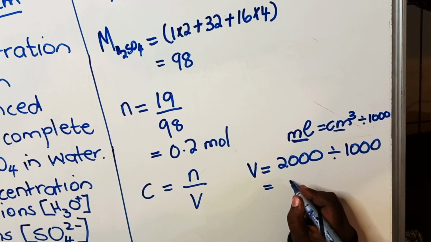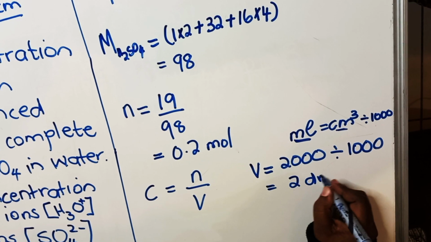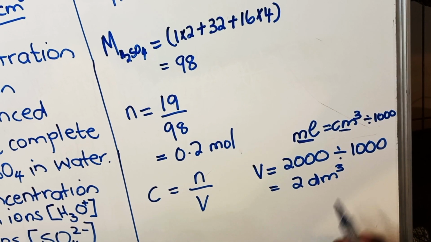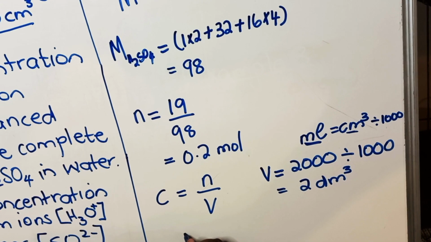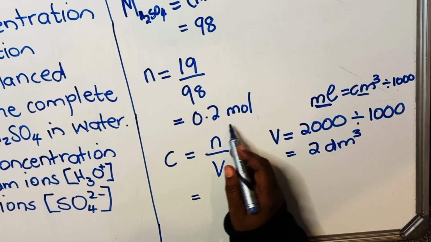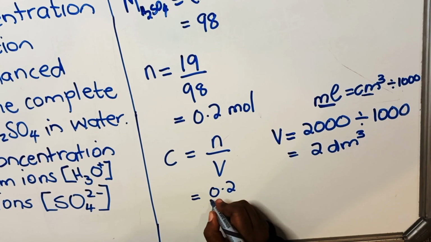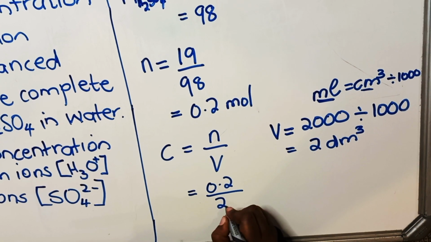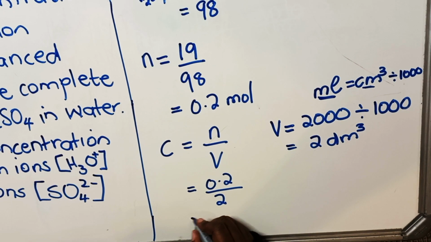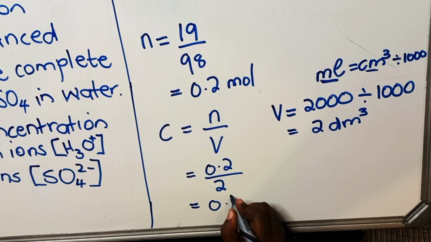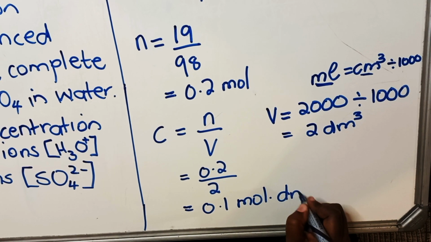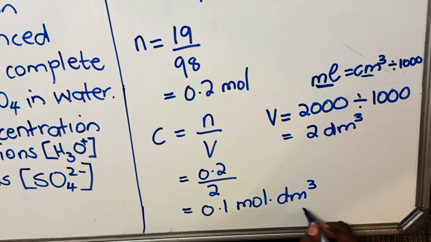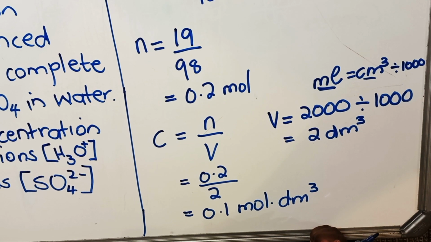So when you get milliliters in a question, you also divide it by 1000, like you would do the centimeters. So if you divide that, you get 2 decimeter cube. You can't use centimeters, it's not the right unit. You have to convert it first. Okay, so our number of moles is 0.2 divided by 2, and then our answer is 0.1 mole per decimeter cube. This is the unit for concentration.